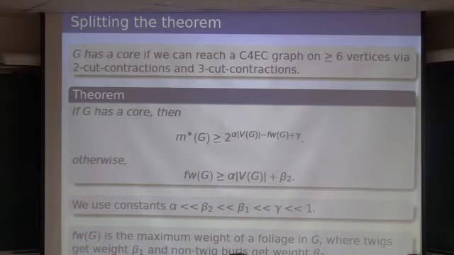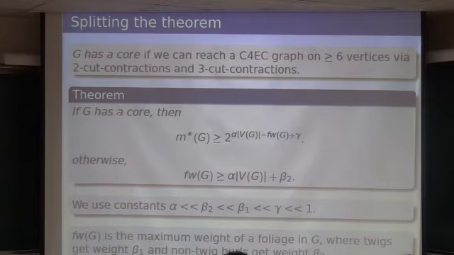okay, FW is the foliage weight. This is a weight that you get from putting some weight on twigs and some different amount of weight on burls that are not twigs. And so you get a foliage weight. If you have a big foliage weight, you have a big foliage. And the graph has a core if we can continue to contract on 2 cuts and 3 cuts and end up with something that's cyclically 4-edge connected and has at least 6 vertices.